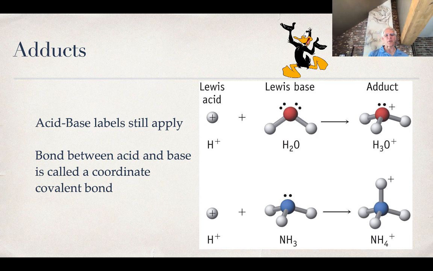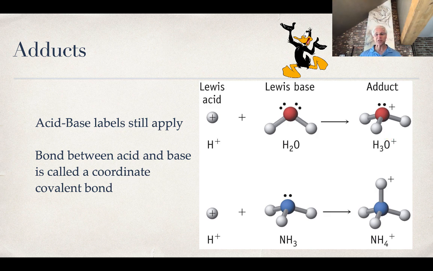All right, so our acid and base labels still apply, and we can take some of our acid-base reactions that we've looked at so far and look at them from Lewis acid-base theory. They're going to look the same, but we're just describing them a different way. So if we look at a reaction of H plus and water here, we've got our Lewis acid, H plus, our Lewis base, water, and we form our adduct, H3O plus.